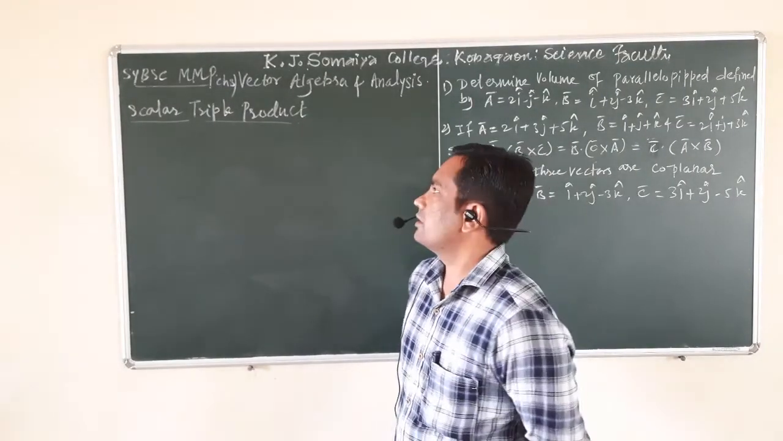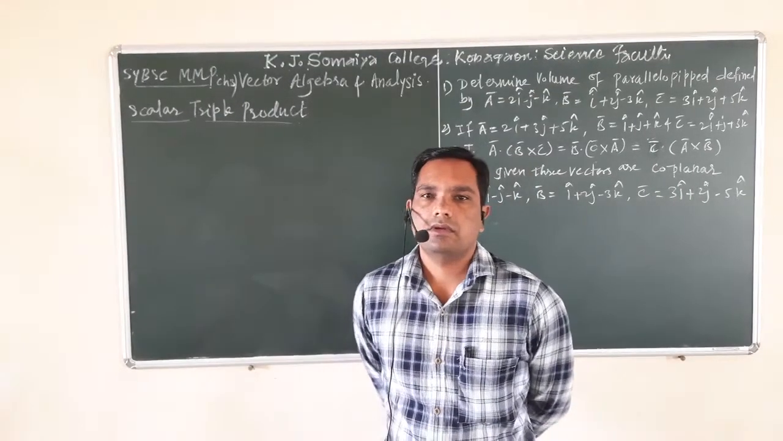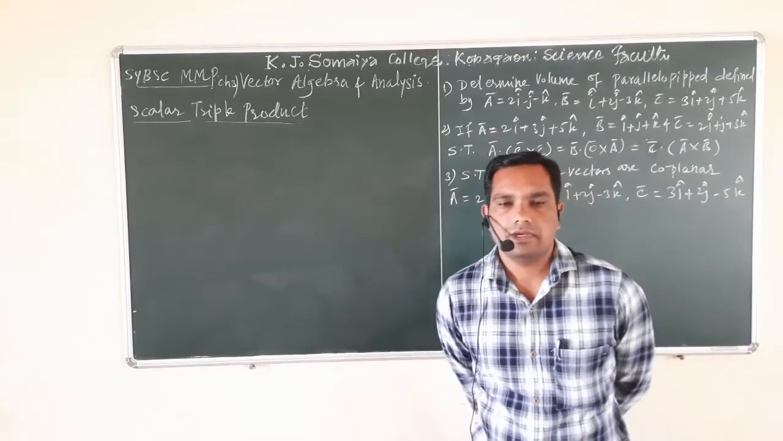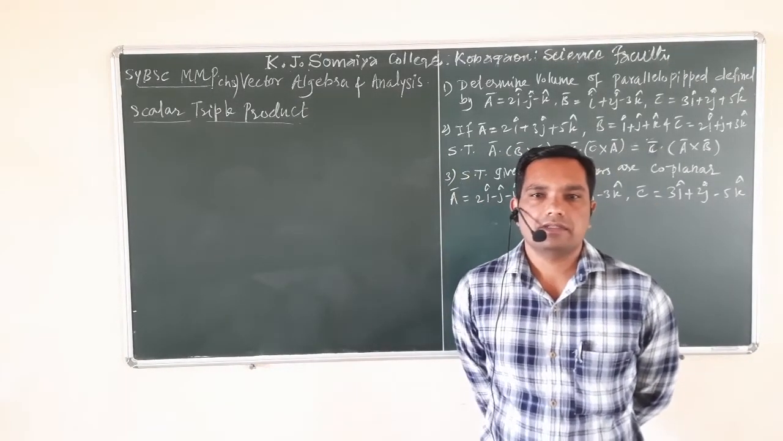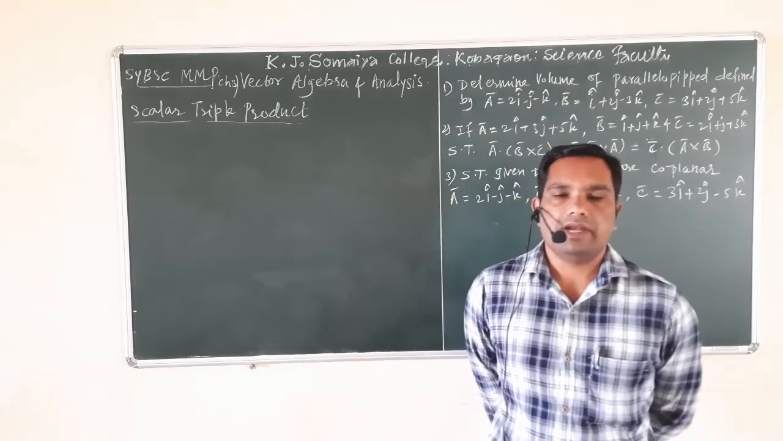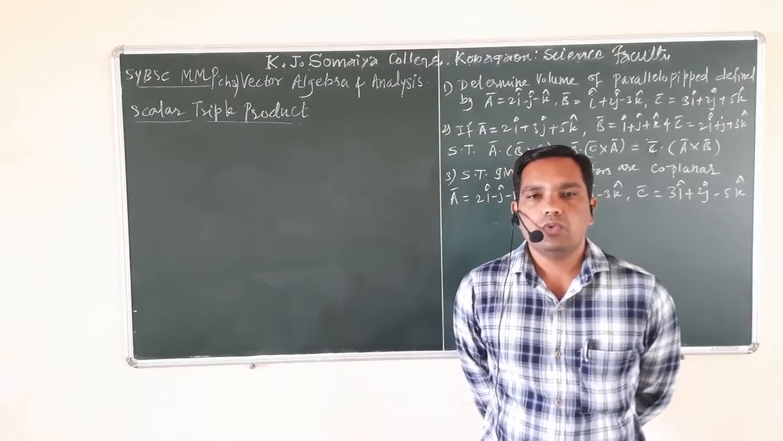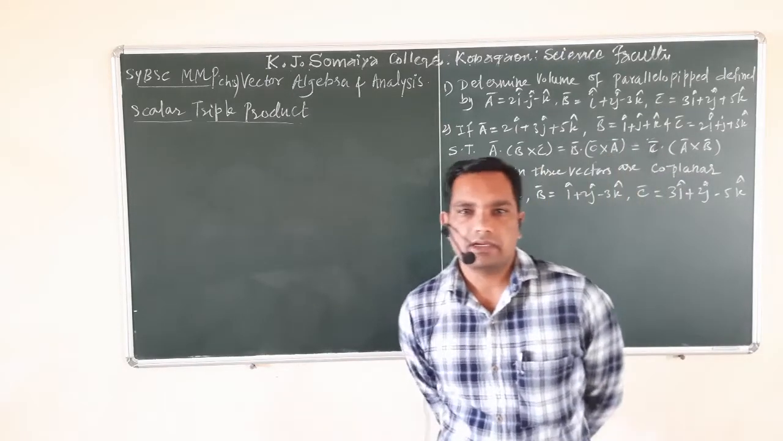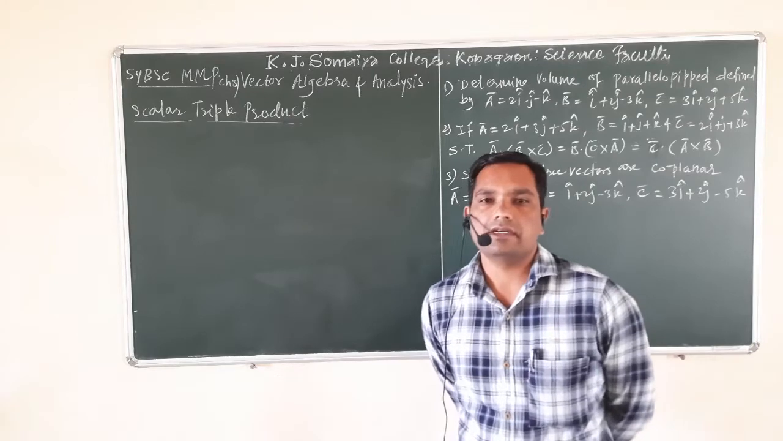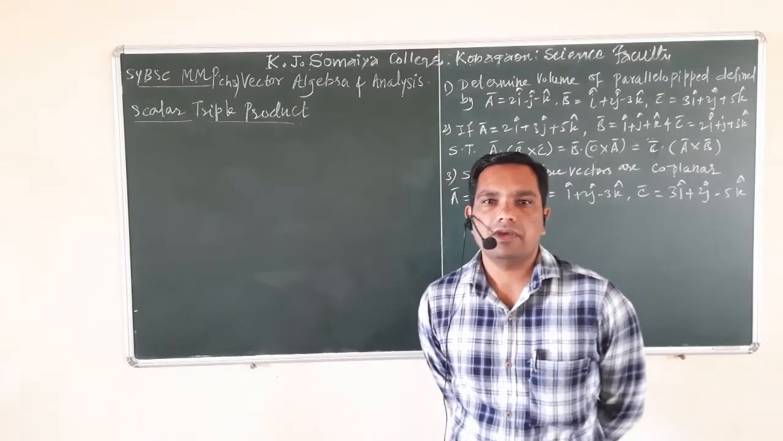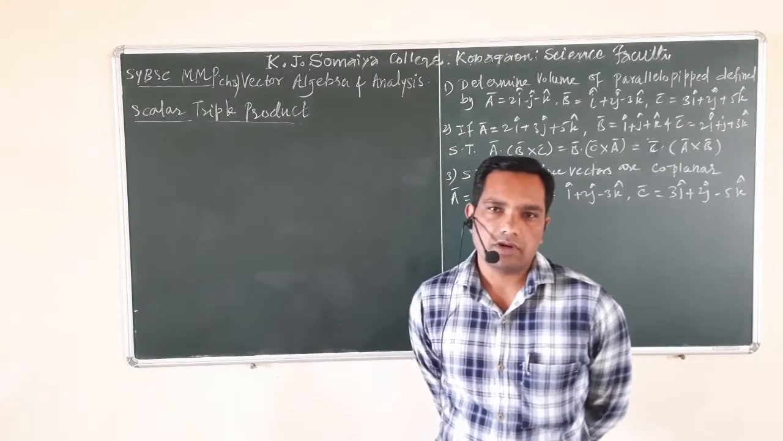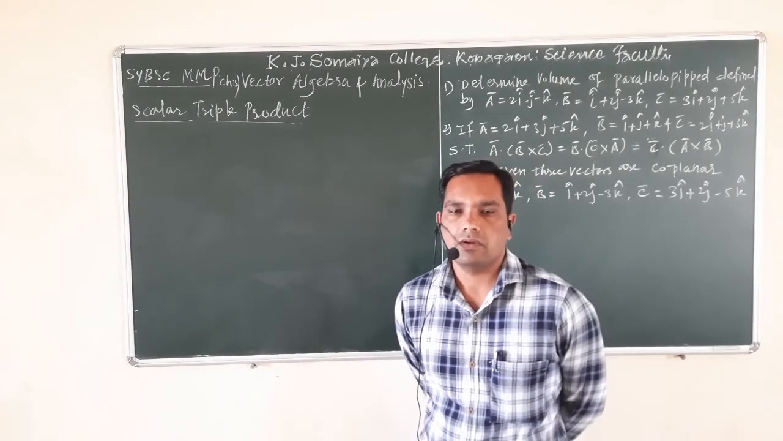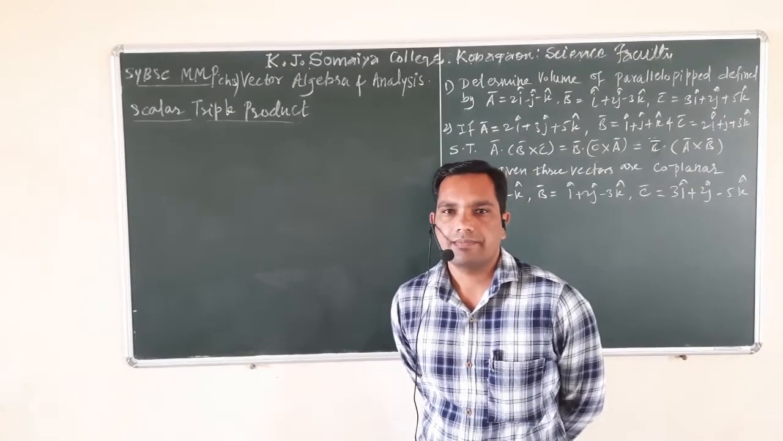In this lecture, we are going to study product of three vectors. Suppose we have three vectors, vector A, vector B, and vector C. If you do multiplication of these three vectors, like in case of two vectors, if we get resultant quantity as scalar, then we call that scalar product. And if we get resultant quantity as vector, then we call that vector product.